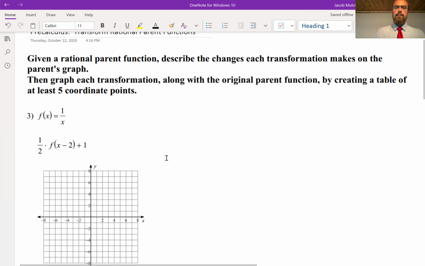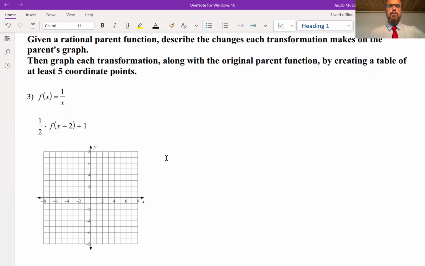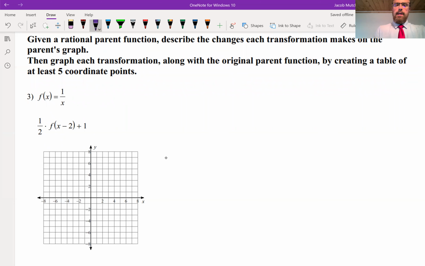So we want to graph the transformation, but before we do that, I want to graph the parent function so that I can do this first task, describe the changes I think the transformation makes on the parent's graph. So I should see the parent's graph first. So we'll do that by creating a table. And the nice thing about graphing a parent function is it's very quick.